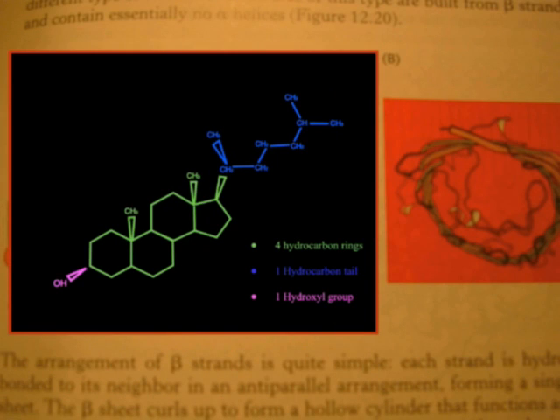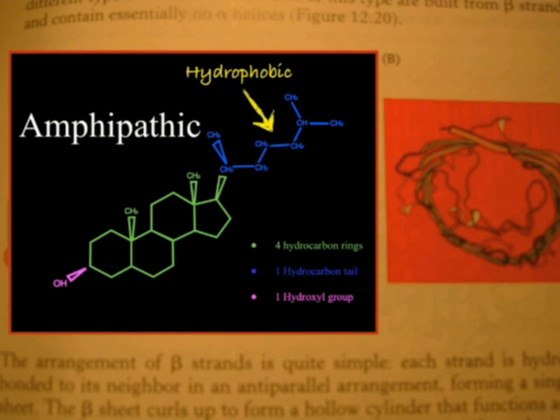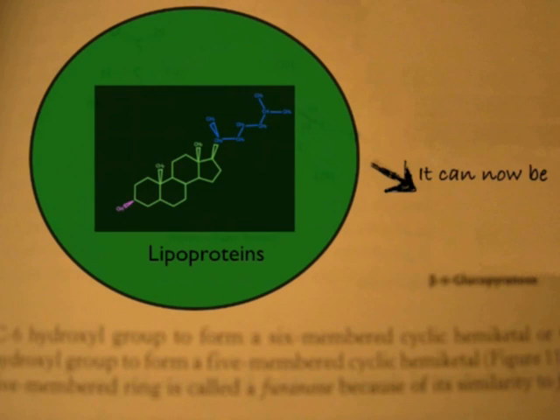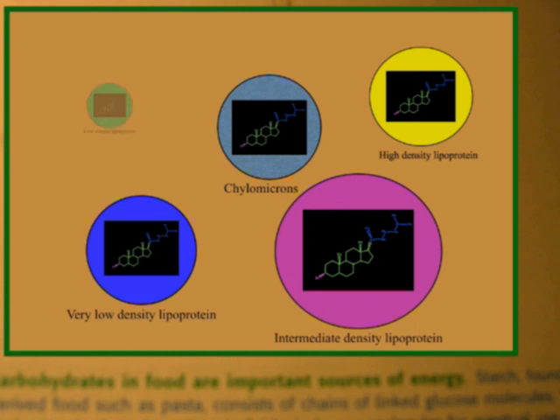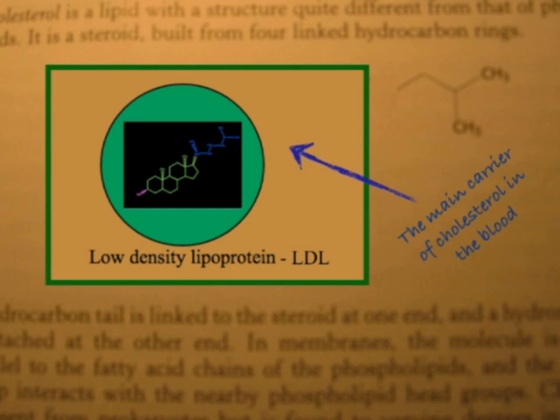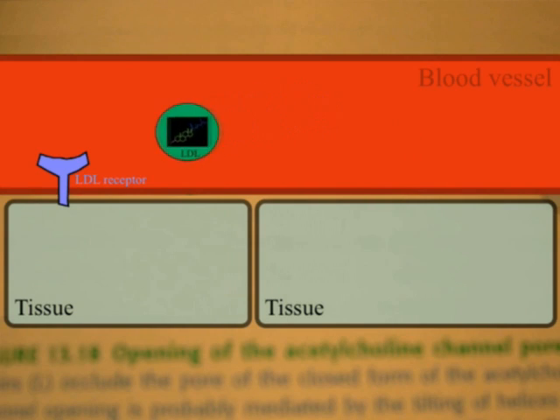Going back to the structure of cholesterol, having this structure means cholesterol is amphipathic. This means it has both a hydrophobic region and a hydrophilic region. Although it does have a hydrophilic region, cholesterol will still not dissolve in the blood. It therefore uses lipoproteins as a carrier. There are a huge number of different types of lipoproteins with varying densities. The main carrier of cholesterol is the low-density lipoprotein, also known as LDL. In the blood vessel, LDL binds to specific LDL receptors. These receptors then allow for the cholesterol to be absorbed into the tissues.